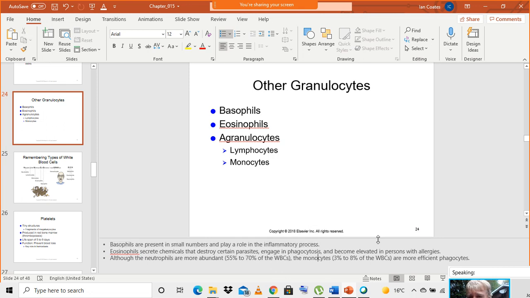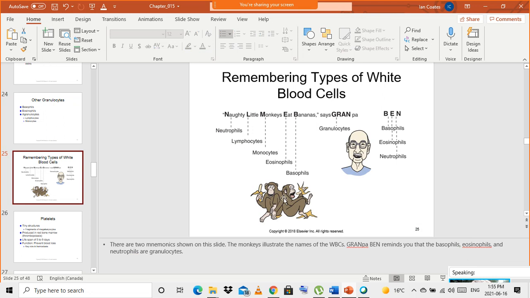I think I have a video of that as well. Okay, so please have a look at that one. These guys here, the eosinophils, they secrete chemicals that destroy certain parasites. Okay, they also do the chomp chomp. So you guys can have a read of these there, and this is a slide there that the publisher made there. You guys don't have to remember these, but this is a nice little slide there. It's a little anagram to remember all the different ones, as you like.